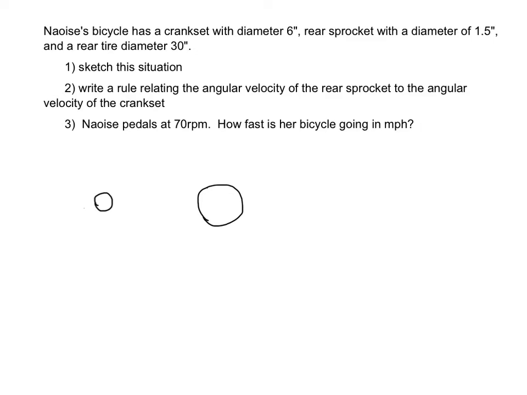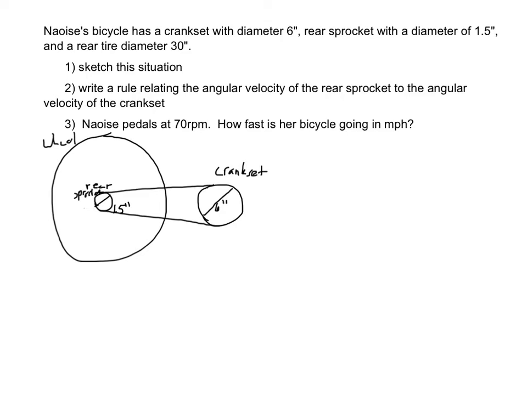So back here we're going to have the rear sprocket, and that attaches via a chain to the crankset, which we know is 6 inches in diameter. And the rear sprocket is attached via an axle to the rear wheel. And the wheel has a diameter of 30 inches. Okay, so that's our sketch. And we're going to pedal here.